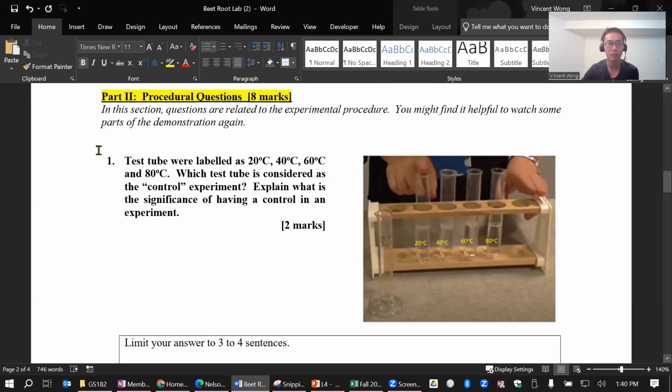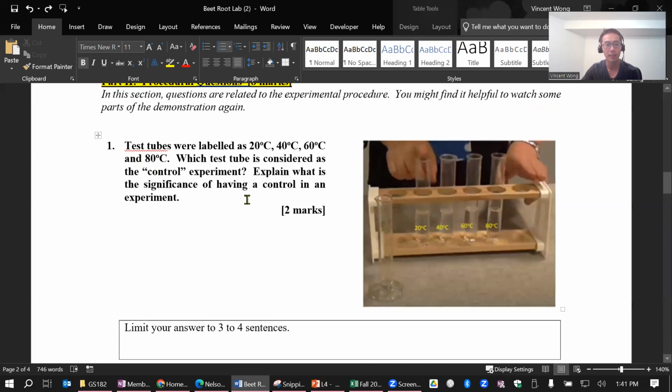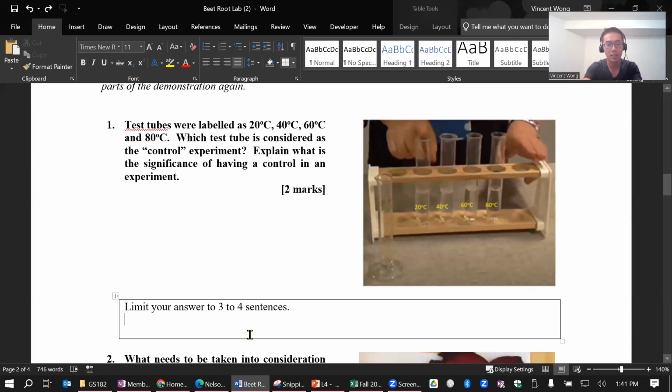These are procedural questions now. Test tubes were labeled 20 degrees, 40 degrees, 60 degrees, and 80 degrees. Which test tube is considered the control of the experiment? I really have to fix the grammar of these things, I'm so sorry. This is how you should answer it: the control of the experiment is the blank test tube. Is it the 20, the 40, the 60, or the 80? Those are the only choices. Don't make up anything else.